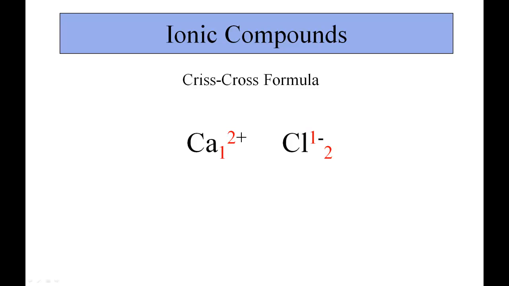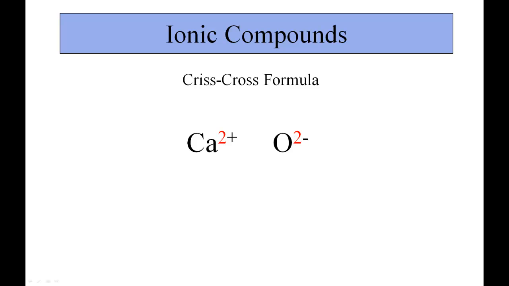So I'm going to write that out. 1 calcium and 2 chlorines, just like I do in my other way of writing formulas. But of course, as chemists, we don't write that 1. We just ignore it and put down CaCl2. That shows us that the ratio of calcium to chlorine in this ionic compound is a 1:2 ratio.